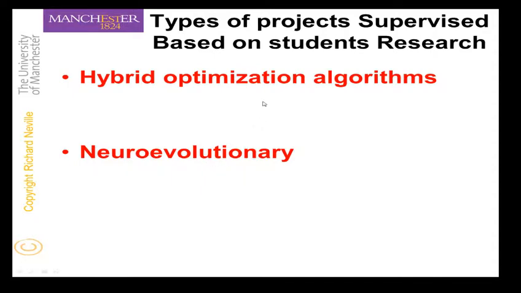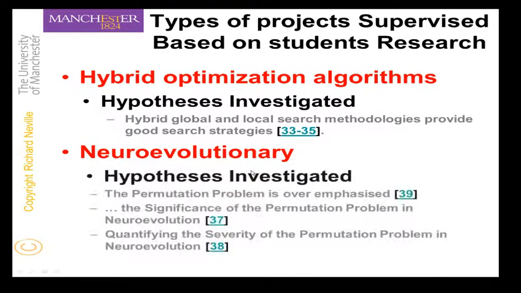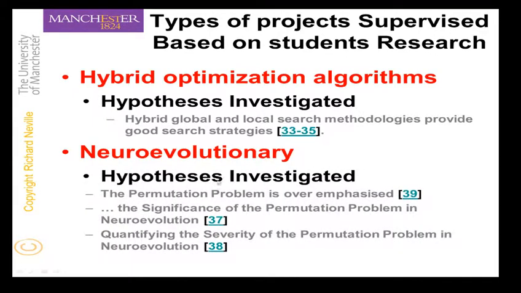So let's look at hybrid optimization. The hypothesis we're investigating here is that hybrid global and local search techniques provide a methodology for searching state space efficiently. The other one we've looked at in the past is neuroevolution. We've looked at a few investigations under a few hypotheses that we've been driving towards. One of them is the permutation problem. Is it overemphasized? The other one we looked at is the significance of this problem.